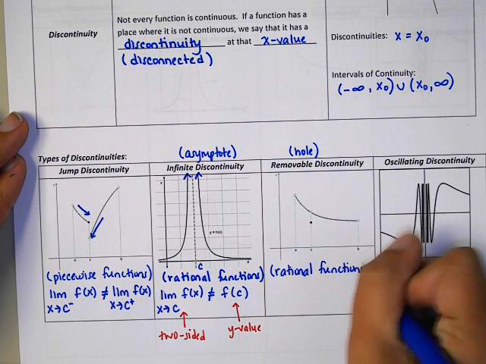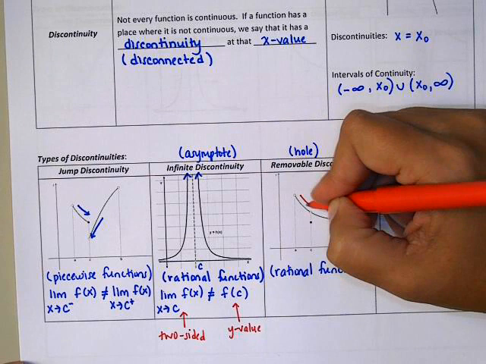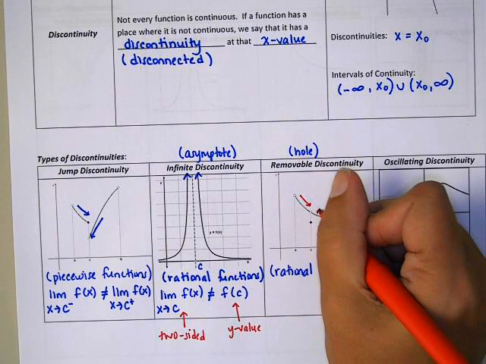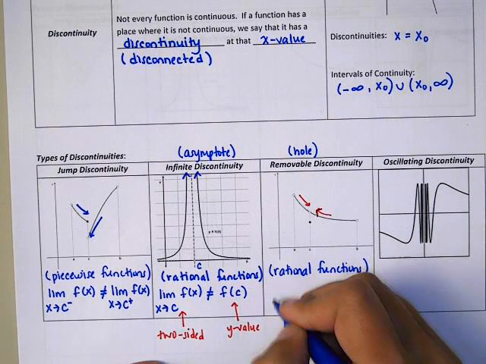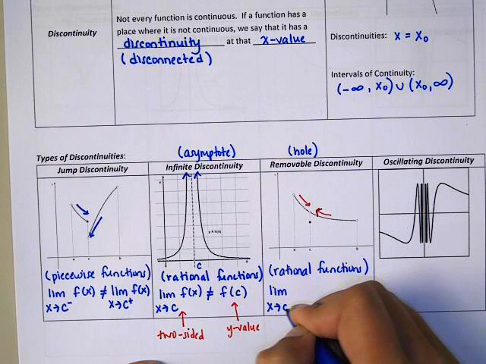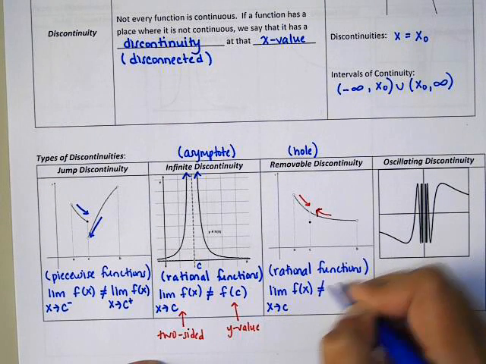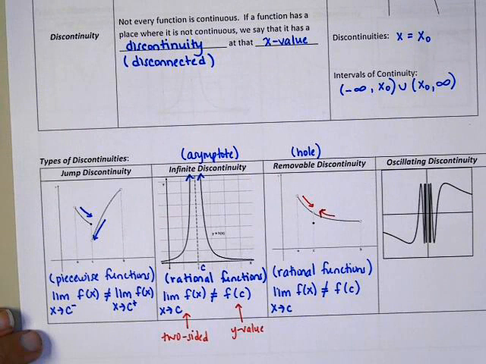Now in this case, once again, the limit does exist. The limit from the left and the limit from the right are pointing to the same place. The problem is that again, the actual y value is somewhere else. It's not in the same place as where those two limits are pointing to. So once again, we would justify this by saying that the limit as x approaches c, and again I'm using a two-sided limit here, does not equal the function value at c.